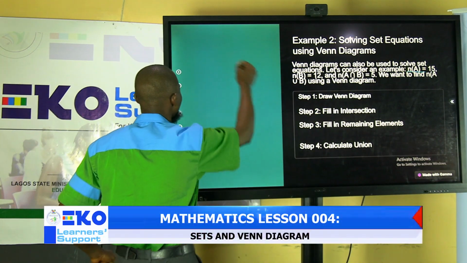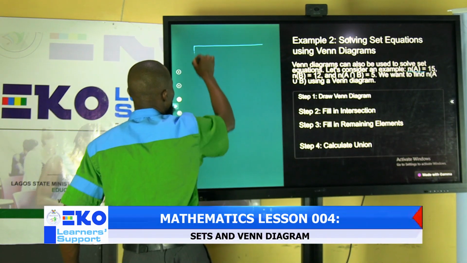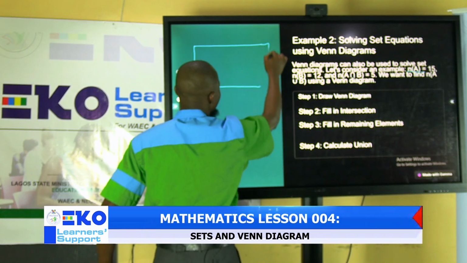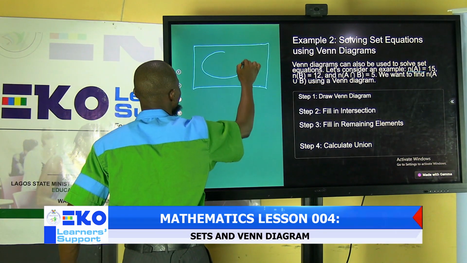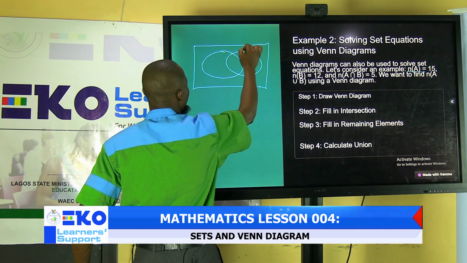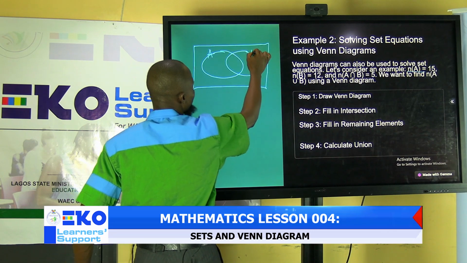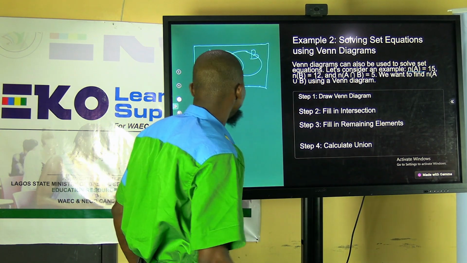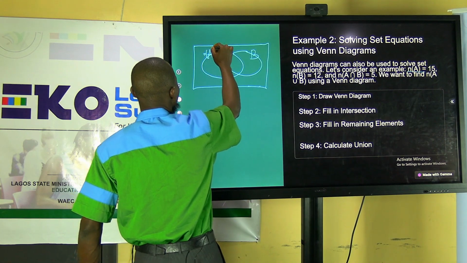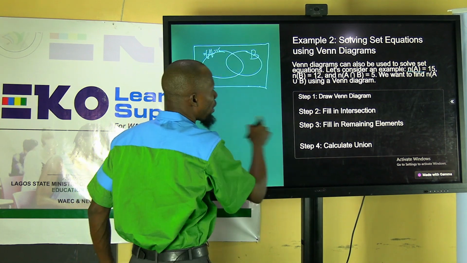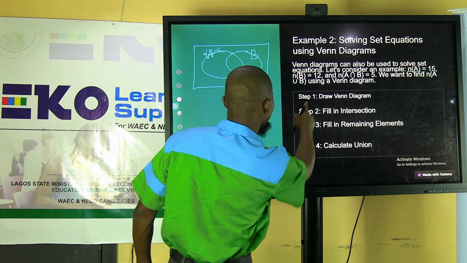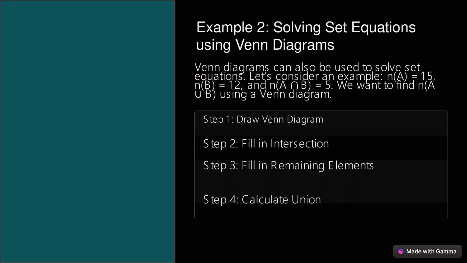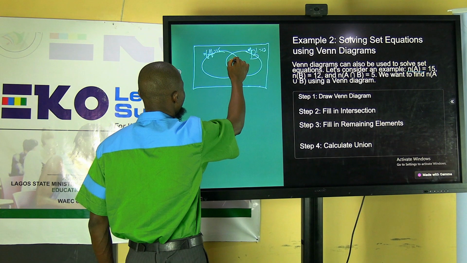So like I mentioned, draw the Venn diagram, two overlapping circles. Okay, this is A and this is B. All right, number of A is 15, you can write it up here. Number of B is 12. And the number of intersection of A and B is 5. So this is that.